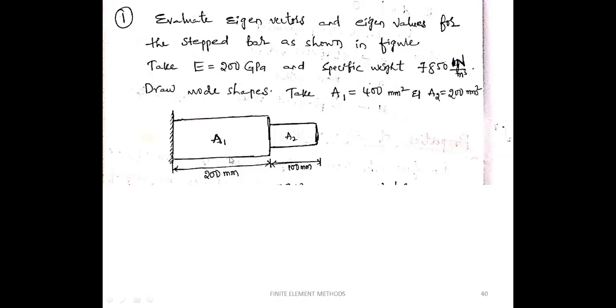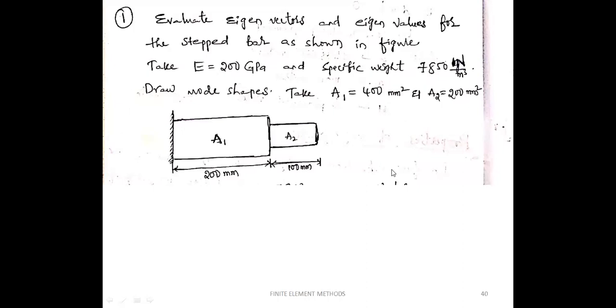Also, take A1 equal to 400 meters square, meaning that there are two different cross sections. The first cross section is termed A1 and the second is A2, where A1 is given as 400 and A2 is given as 200. So these are the data given in the problem. Let us try to solve this problem.